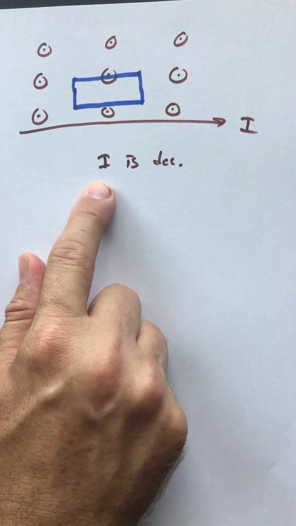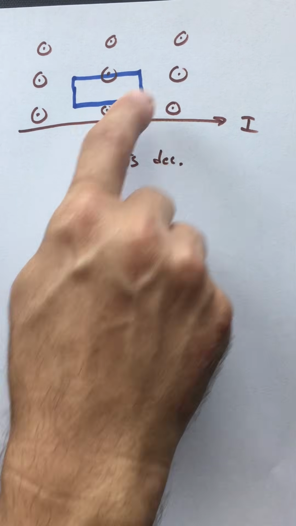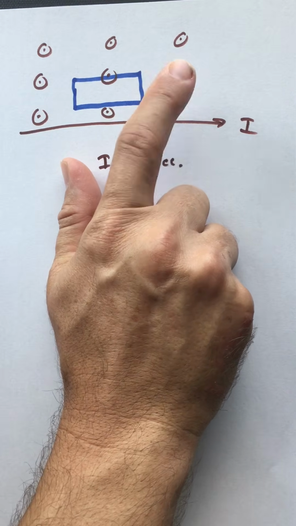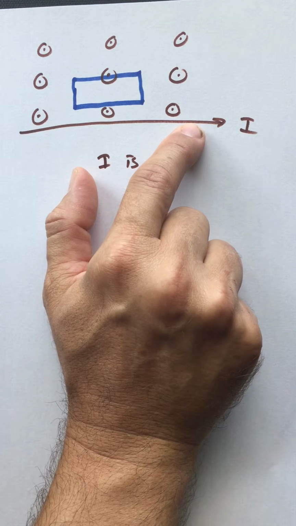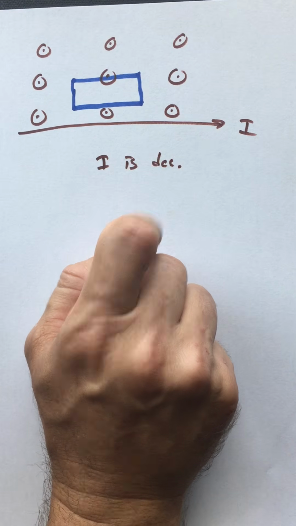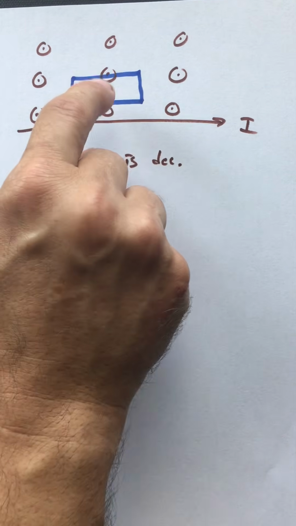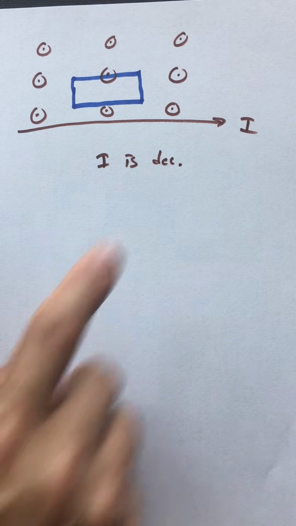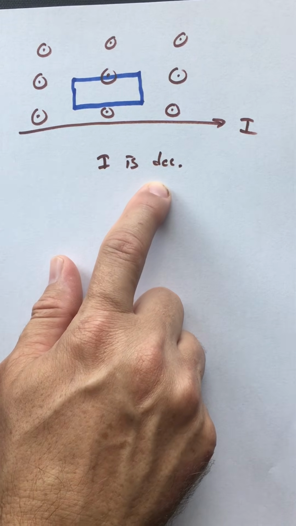And yes, it is. The flux is proportional to the field, but the field is proportional to the current. So if the current is decreasing, the field is decreasing. If the field is decreasing, the flux is decreasing. So yes, the flux is changing. I've already answered the third question. Is the flux increasing or decreasing? It's got to be decreasing. The flux is decreasing. So what does nature want to do? She wants to increase it.